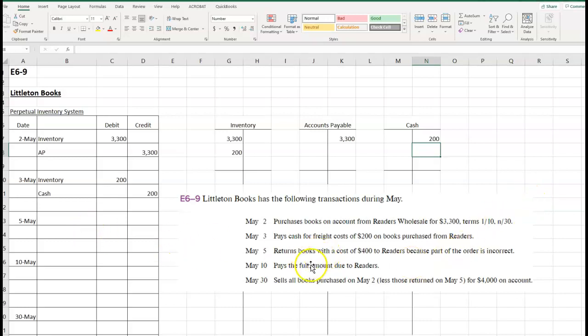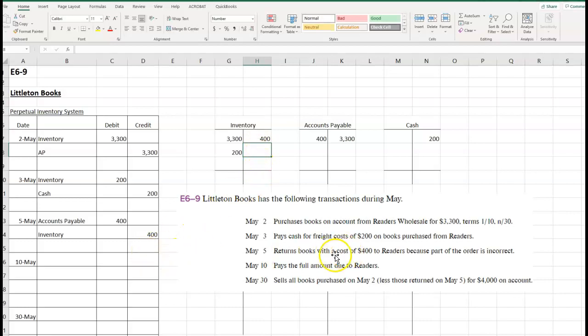May 5th, return books with a cost of $400 to Readers because part of the order is incorrect. So if we're returning $400 worth of books, we actually owe $400 less. So we're going to debit accounts payable $400. And our inventory is also $400 less because we're sending those back. Now let's post these. Debit accounts payable, 400. Credit inventory, 400.